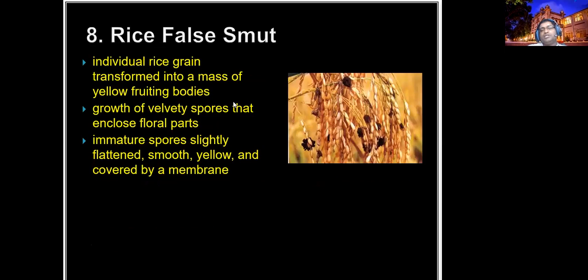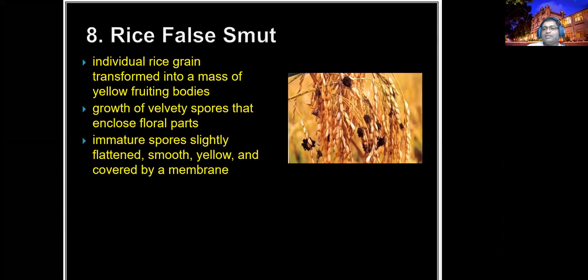This false smut you can expect here and there, even in northern Sri Lanka. But people think that if the rice field is showing false smut, the farmer will get a higher yield. Only when the yield is high do farm people think that false smut can occur. Sometimes we call it a rice fruit. Farmers say it's a rice fruit, but a fungus is causing this disease.